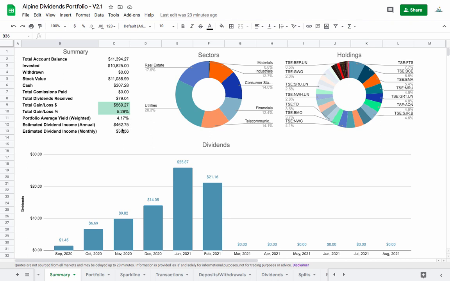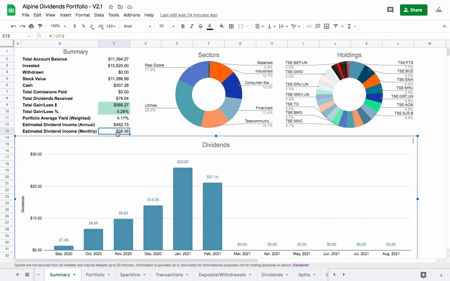And so that means I'm looking at about $462 of passive income from these dividends. And that works out on average to about $38 per month. That's just this value divided by 12. So I don't actually get that much every single month because a lot of the dividends are paid quarterly. But this is just a bit of a number here that helps me kind of frame exactly how much I'm bringing in. Now, I don't actually spend any of this money.